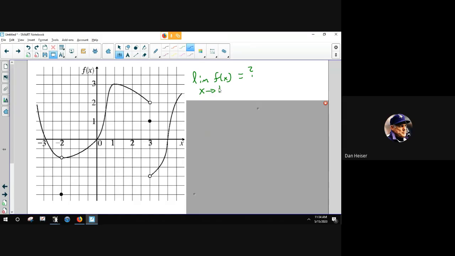X approaches 1. So I'll start here, and I'll just follow the graph. My y values are rising, rising, rising. Now they start to level off. As I get close to x equals 1, what's y getting close to? Looks like 3. From this side, x is getting smaller. I'm getting closer to 1. What's y getting close to? Again, it's 3. Limit is 3.